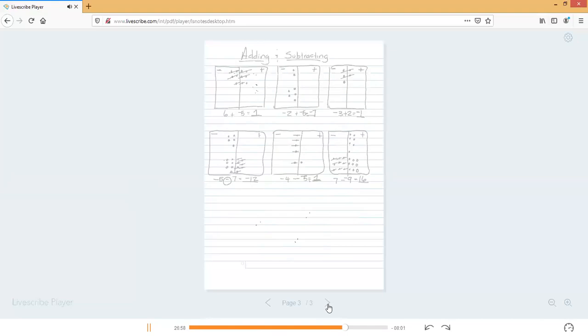That one was a little rough. And then this one is going to be 6 plus negative 5. This one will be negative 2 plus negative 5. And as you can see, I've spent a lot of time with this because this is something really important. Well, I guess you can see that answer.